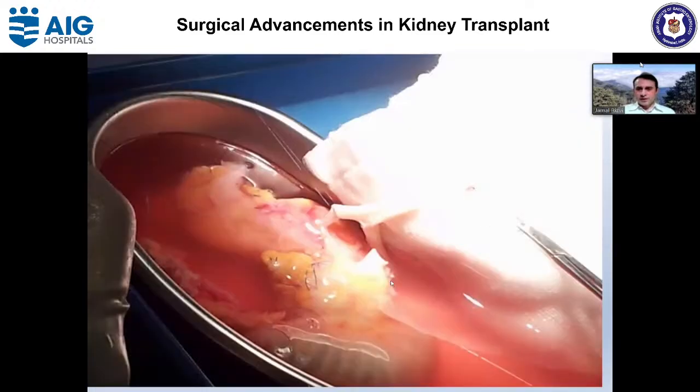This is just to give you an idea of the allograft being prepared. This is the pancreas, this is the C-loop of the duodenum, and this is the wide graft of the iliac vessels, which is being anastomosed to the splenic artery and the superior mesenteric artery of the graft.